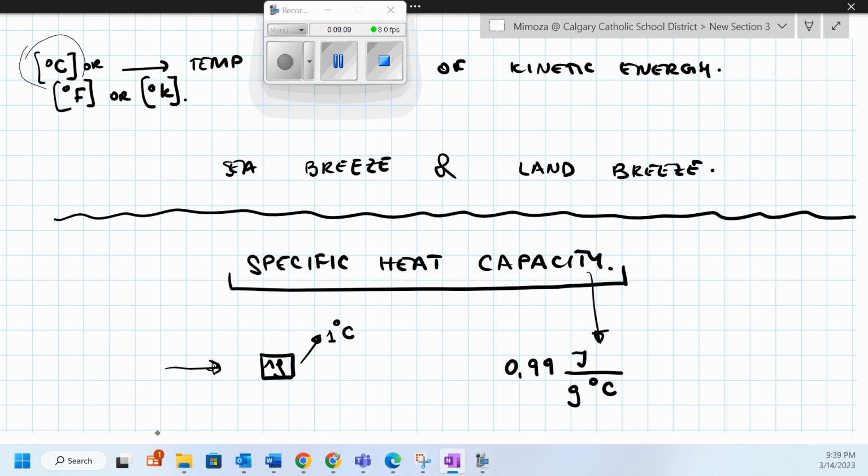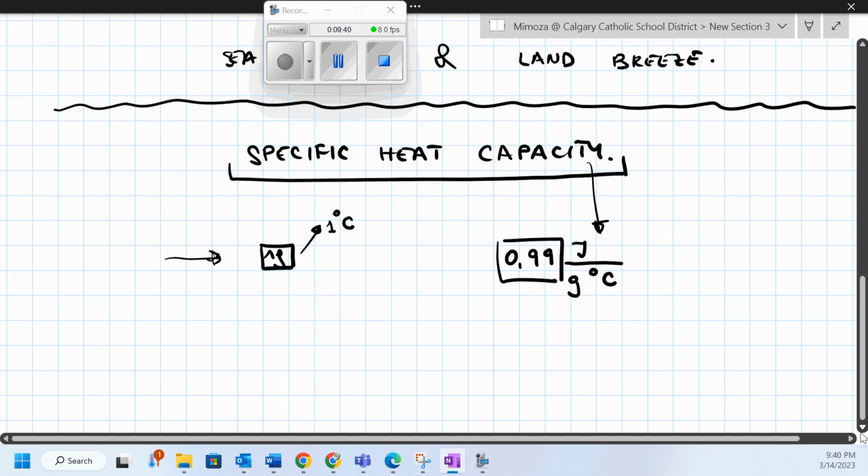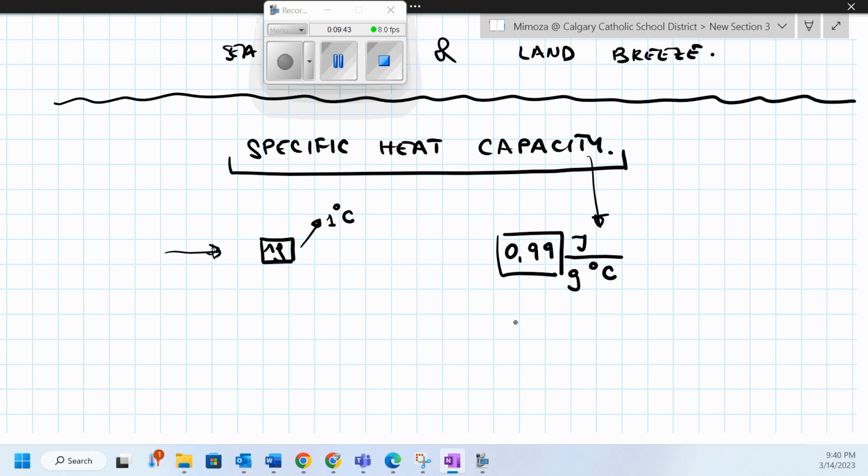What it means is that if we have 1 gram of material, or particles of this matter, and we are increasing or decreasing the temperature by 1 degree, then the heat that is absorbed in the case of increasing, or released in the case of decreasing, the temperature by 1 degree is 0.99 joules. So this number indicates how much heat is needed to increase or decrease the temperature of 1 gram of matter by 1 degree.